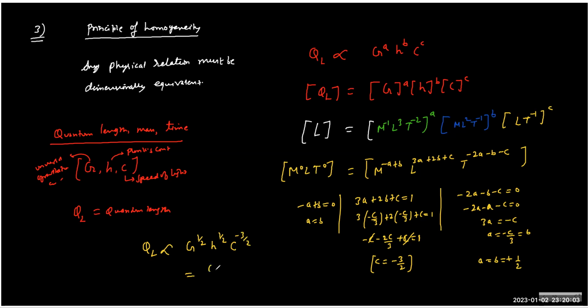So it seems like something really nice. And today we call this length the smallest possible measurable length. We cannot measure less than this theoretically. It should be C cube in the denominator. Yeah, correct. This is C cube. So quantum length is how much? GH by C cube.